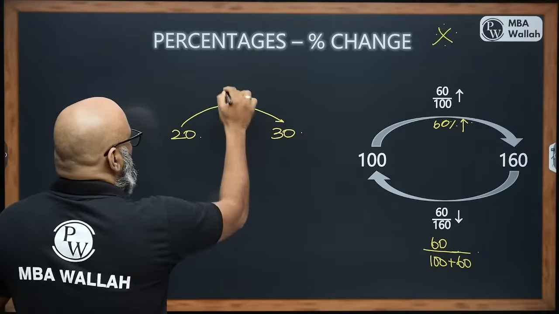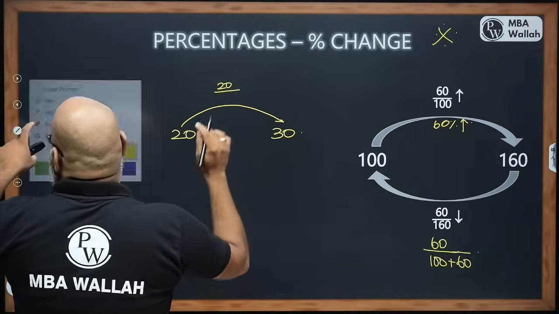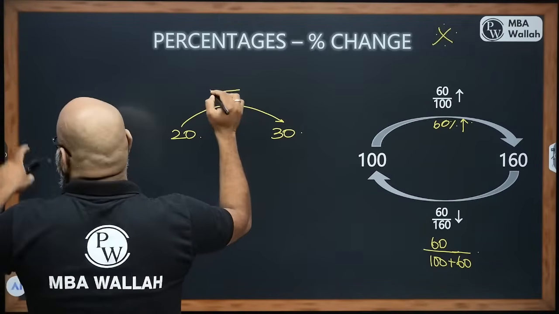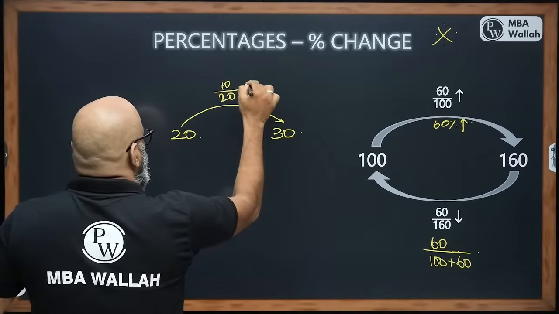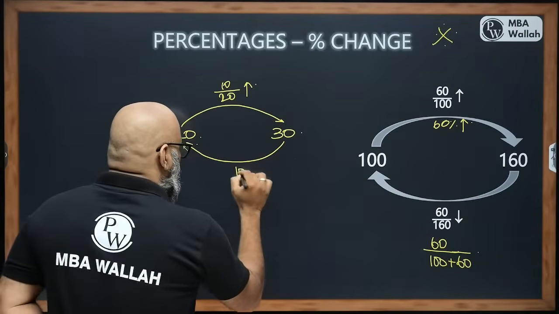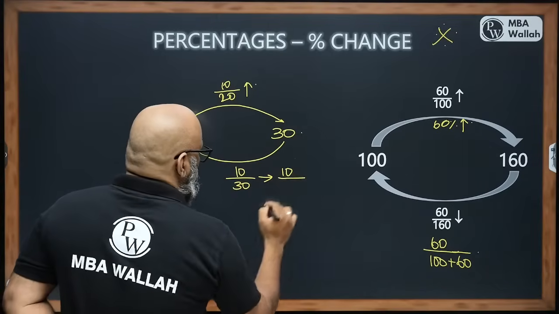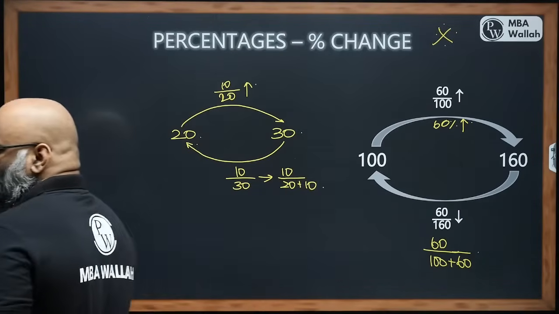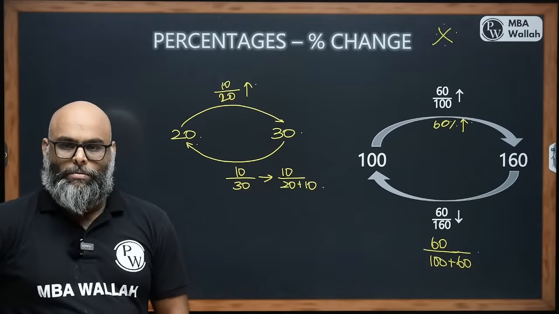You call this what? 10 by 20 increase, right? We'll call this 10 by 20 increase. But when you go back, the change is still 20, but from 30. Can I write this as 10 by 20 plus 10? Can I call this 10 by 20 plus n?